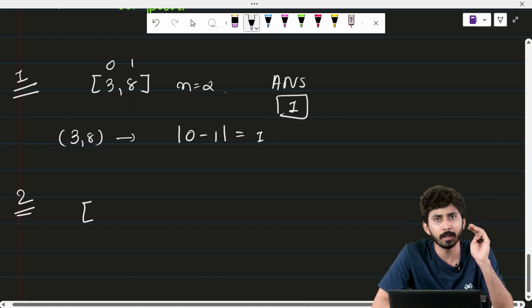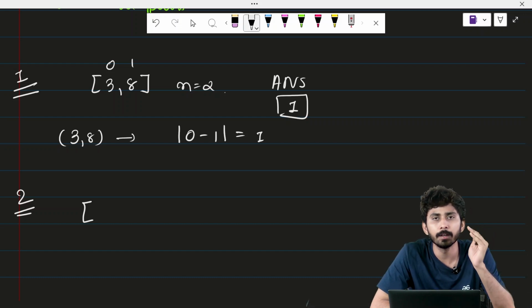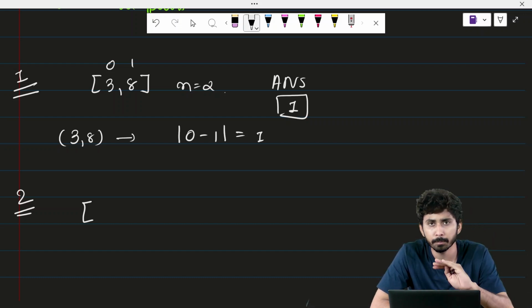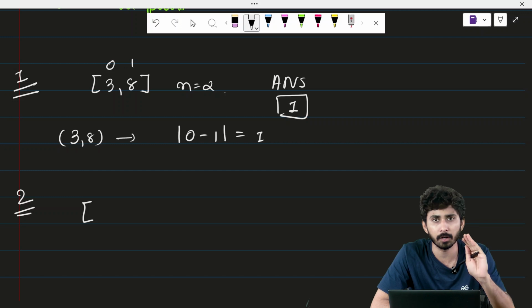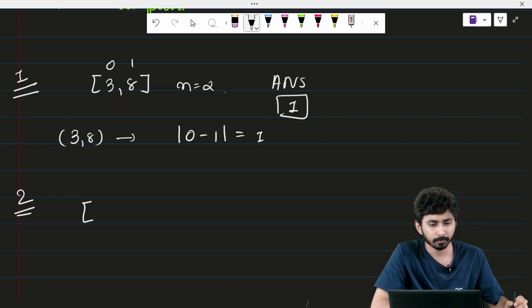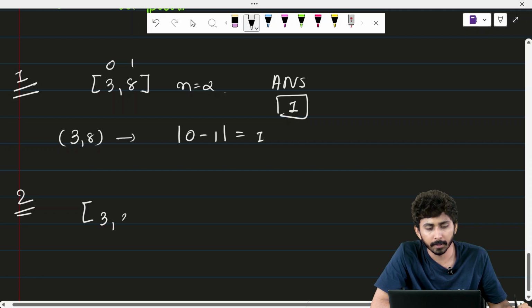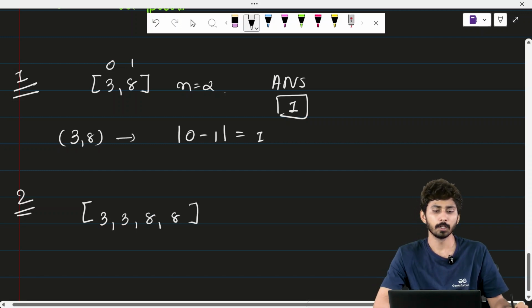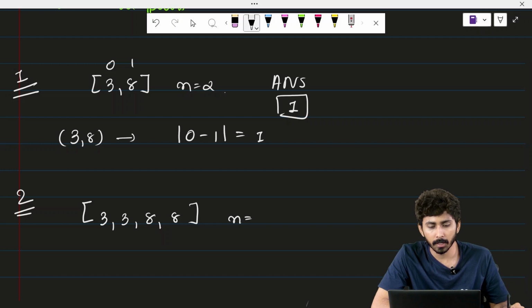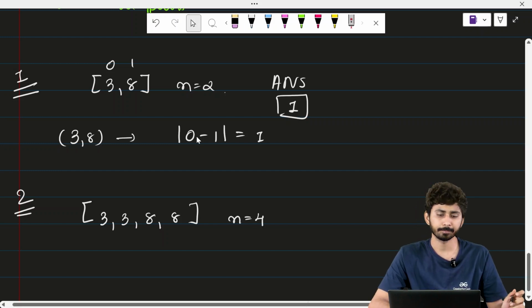Mainly what I'm trying to explain is, is it required to find out all the pairs every time? No, every time it's not required. And why is it not required? Observe this example number 2. Let's take some repeated elements over here, 3, 3 and 8 and 8. And what is n equal to? n equals 4 in this scenario.